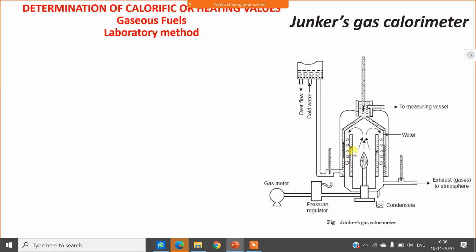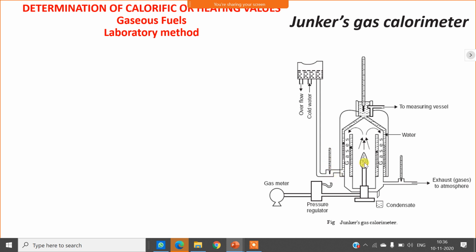These are the water tubes, provided inside the calorimeter. The level of water is maintained with the help of an overhead tank. From the overhead tank water is supplied, and the temperature of water is measured at the inlet to the calorimeter. At the entrance to the calorimeter the temperature of water is measured.